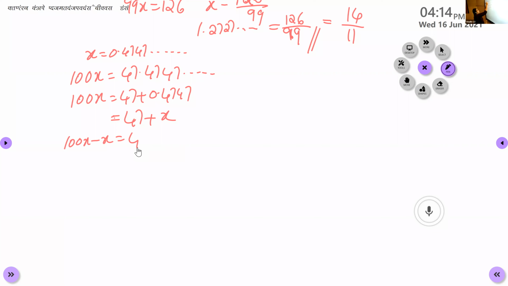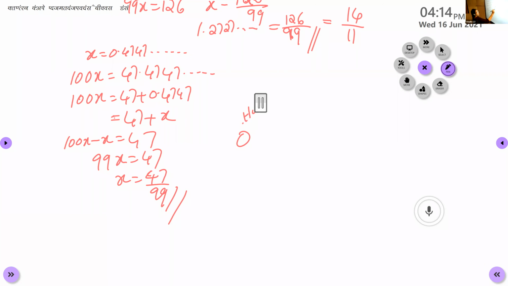Here it is 0.4747, so it will be 47.4747. The other problem had 1 point, that's why. So it is 47. So 99x equal to 47. x is 47 by 99.